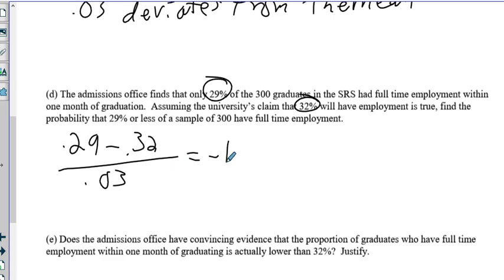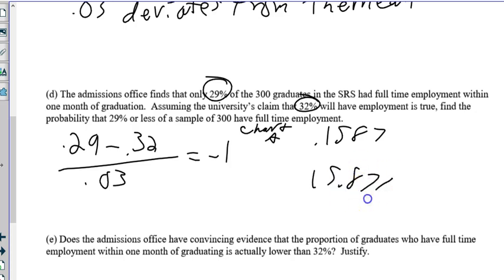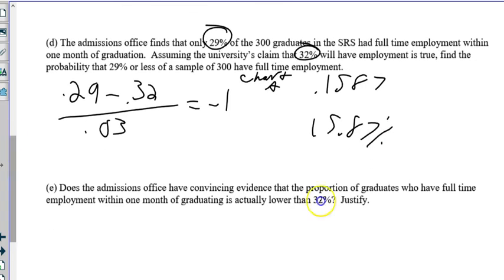So if we go to our chart, chart A, you don't have to do this, I already looked it up for you. Chart A, and looking up -1 gives us an area of 0.1587. So that means a 15.87% probability that less than 300 will have found full-time employment. There's a typo right here. This should be 29% right here.